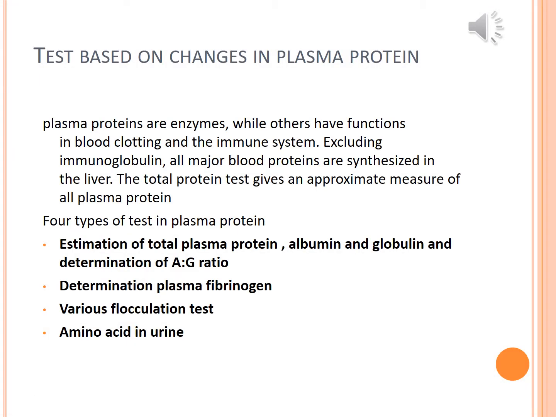And the next one, tests based on change in the plasma protein. Some plasma proteins are enzymes, while others have functions in blood clotting and the immune system. Excluding immunoglobulin, all the major blood proteins are synthesized in the liver. The total protein test gives an approximate measure of all the plasma proteins. There are four types of tests in the plasma proteins. They are estimation of total plasma protein, albumin and globulin and determination of A:G ratio, determination of plasma fibrinogen, various flocculation tests, and finally amino acid in urine.